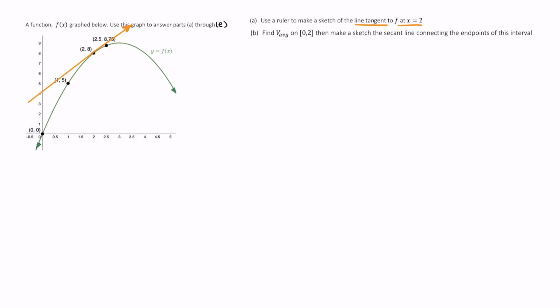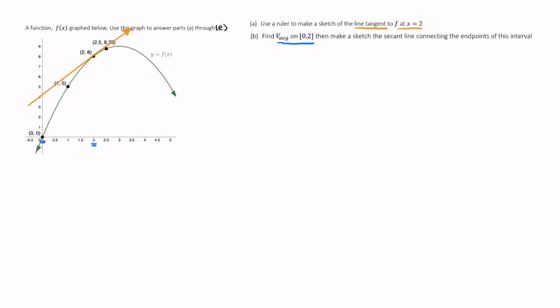All right, next, we're going to find the average rate of change on the interval from 0 to 2. So that is from x equals 0 here to x equals 2. We're going to find that average rate of change, and then we're going to sketch a secant line connecting those endpoints of that interval. Recall that the average rate of change, that is the average velocity, is the change in our function outputs divided by the change in our inputs.